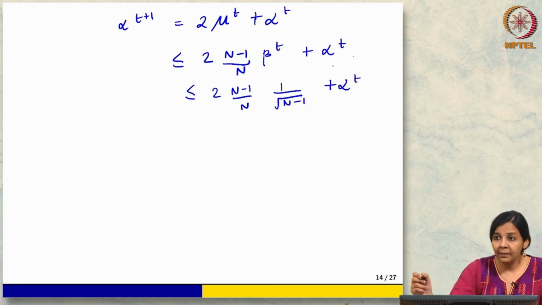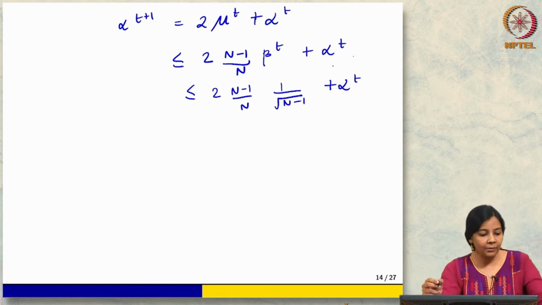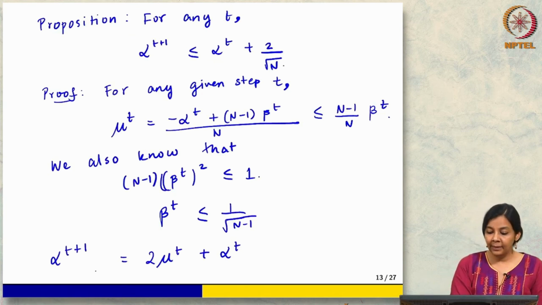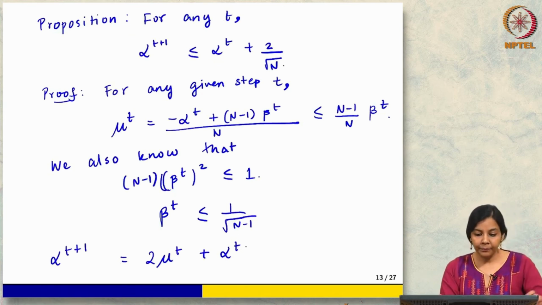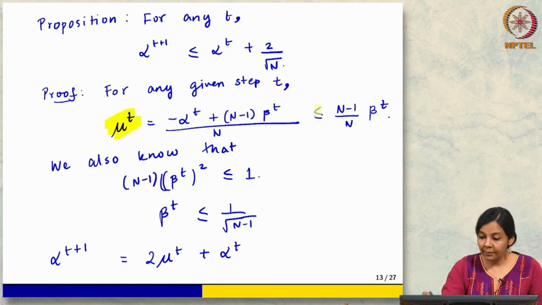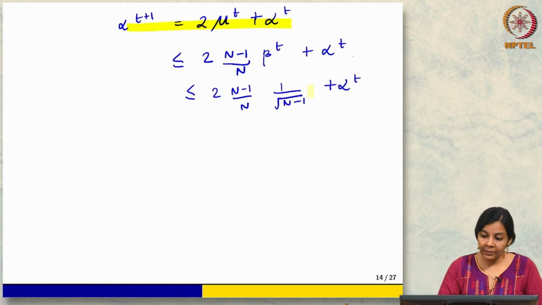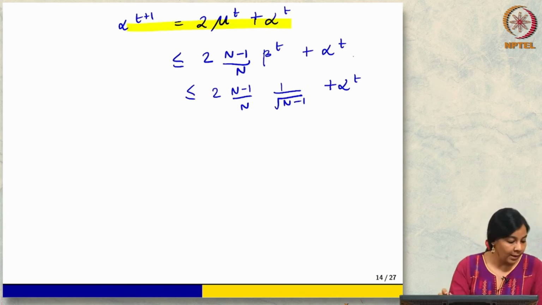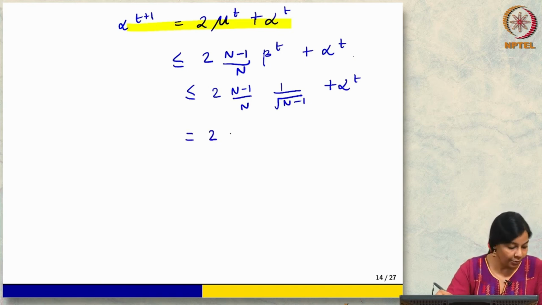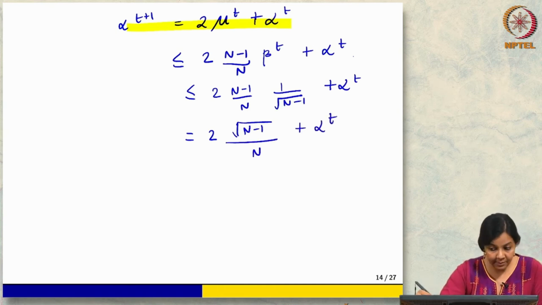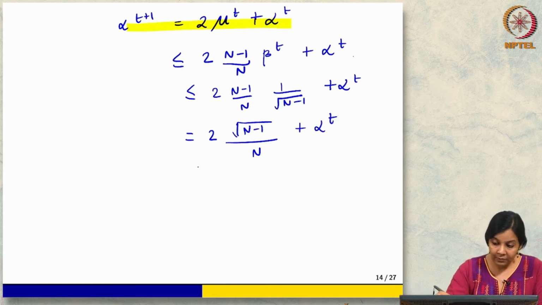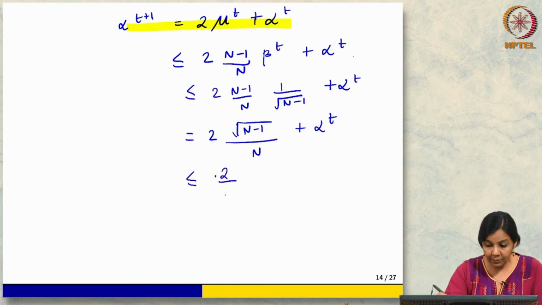Any questions? Just the bounds that we derived, simple ones, right. So, you remember, here we had a bound on beta t, right. So, we are just substituting that. So, here we have a bound on mu t and then we also have a bound on beta t. So, we are just using those. So, we got this far and we just used a little bit of simple algebra. So, let us keep going. So, this further can be simplified to 2 square root n minus 1 the whole divided by n plus alpha t. Okay. So, this can be written as less than or equal to 2 over root n plus alpha t as desired.